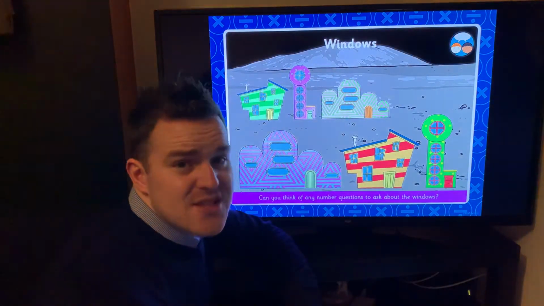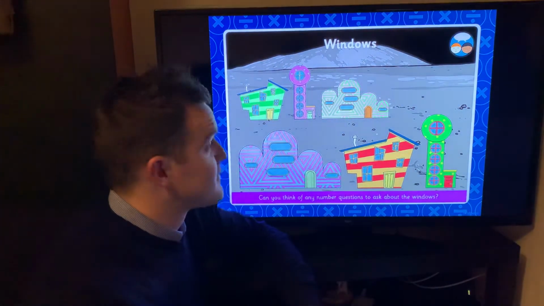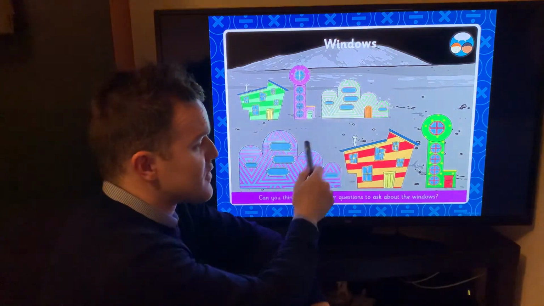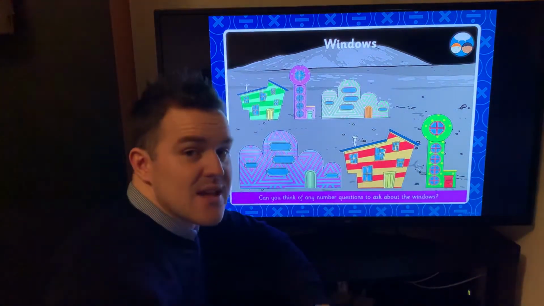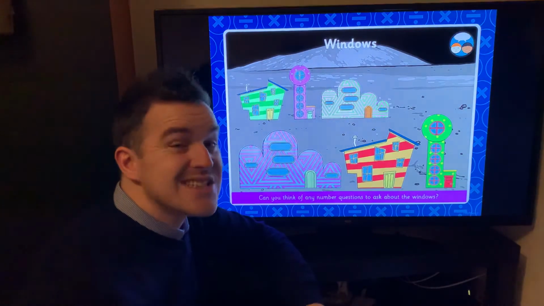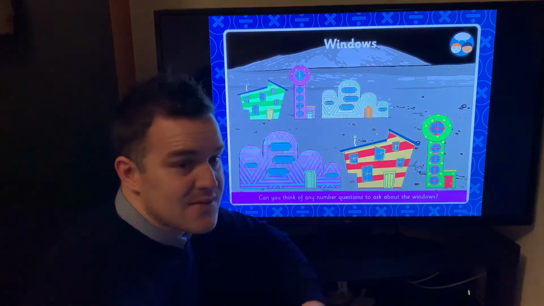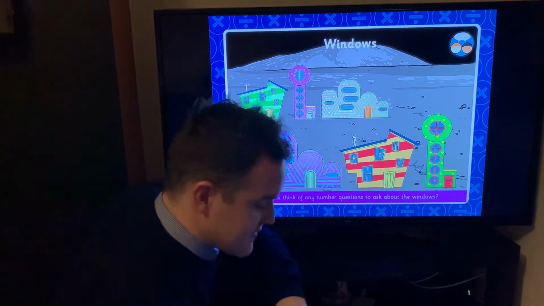How many 5s is there in 30? There is 6 groups of 5. 1 group, 2 groups, 3 groups, 4 groups, 5 groups, 6 groups. 6 groups of 5 in 30, 6 lots of 5 in 30, 6 sets of 5 in 30. Many different ways of saying it, year 1, okay?